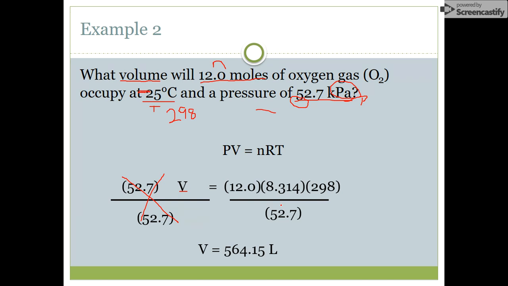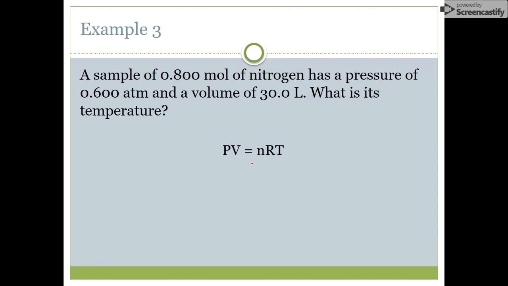Okay, try to do the next one yourself and then watch the video to see if you do it correctly. Next one, you also have the moles, so this is N. You have the pressure, that's 0.600 atm, that's P. The volume is 30 liters, that's V. What is its temperature? So here it's asking you to find T, temperature. So I'm going to plug stuff in. The pressure is 0.600. The volume is 30.0 liters. I know the N is moles, and that's 0.800.